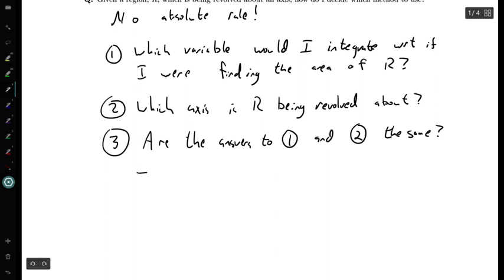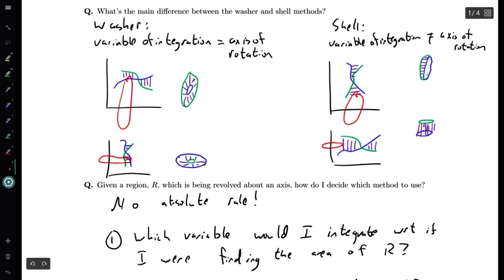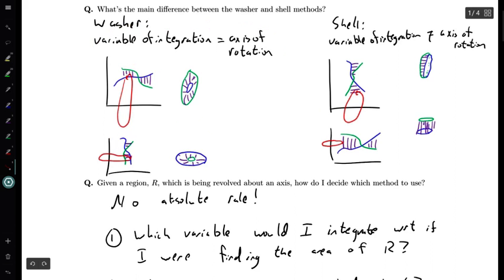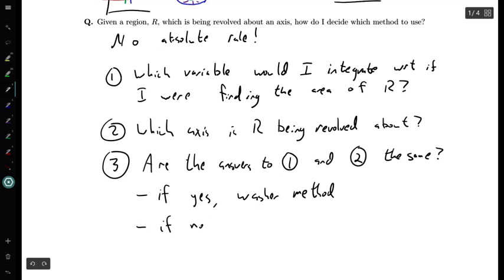If these answers are the same, that is going to indicate to me that I want to use the washer method, because the washer method tells me that the variable of integration is the axis of rotation. And that's what I've answered in these first two questions. 1 is asking about the variable of integration, 2 is asking about the axis of rotation. So if yes, I want to use the washer method. If no, I want to use the shell method.